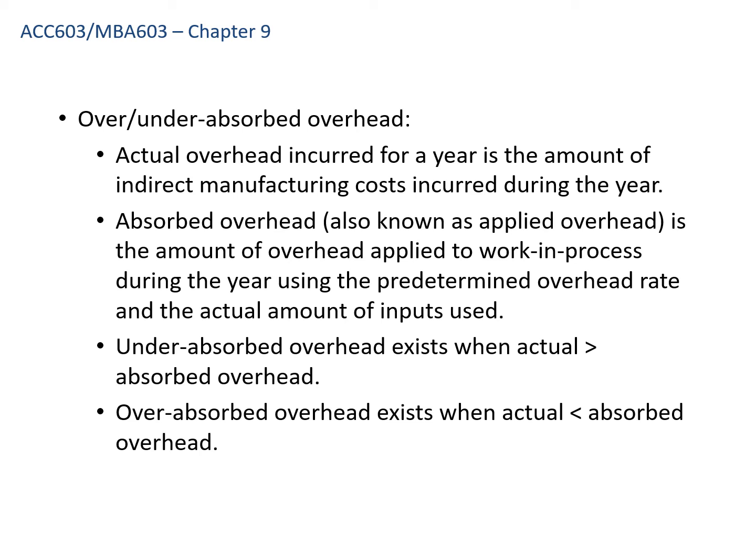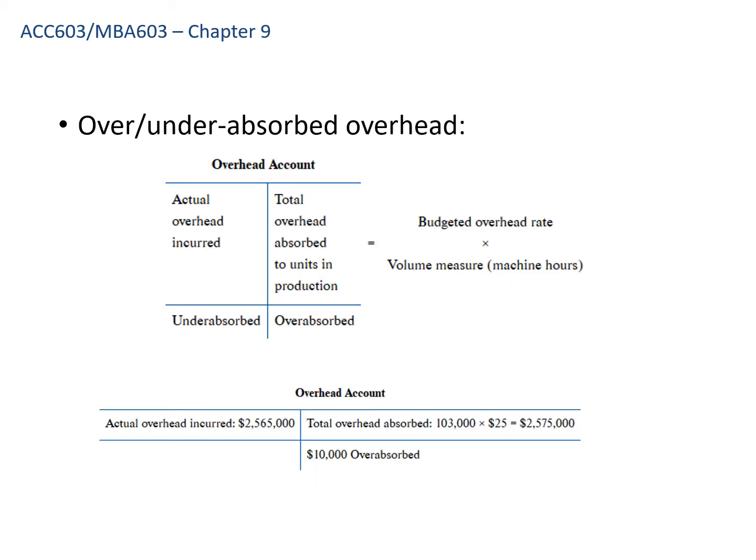So we'll end up with either under or over absorbed factory overhead. I have under absorbed overhead when the actual spending is greater than the amount that I have applied. I'll have over absorbed when the actual is less than what I applied. So it helps to look at some T accounts here. When I talked about cost flow earlier, you could see that I was debiting the overhead clearing account for actual and then crediting that account to apply. So if I end up with a credit balance, that means I've overabsorbed. A debit balance means I've underabsorbed.